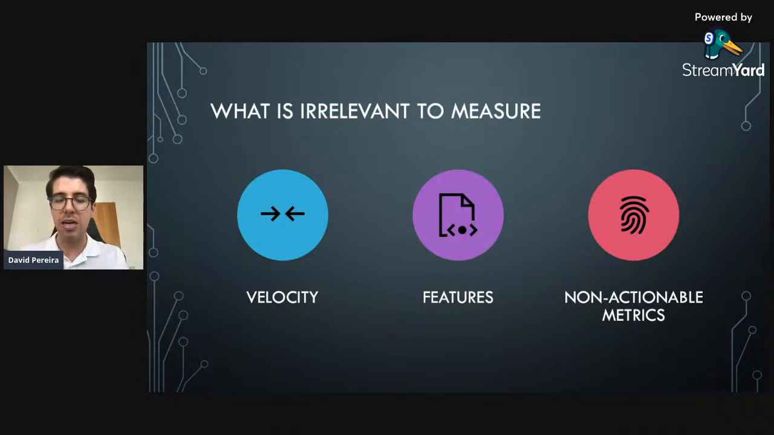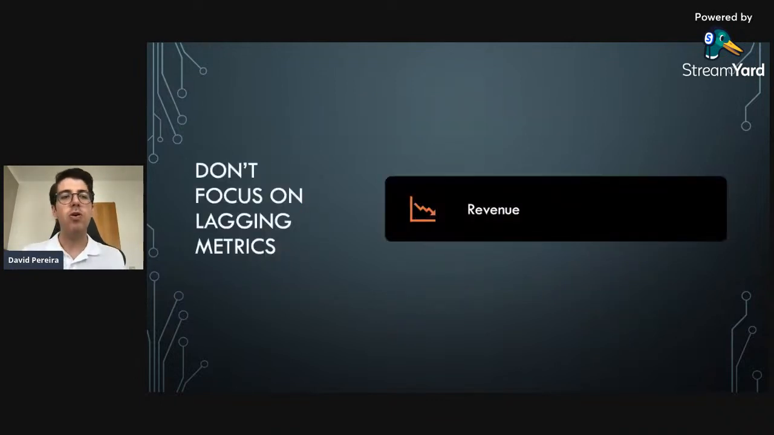But what are the challenges? We focus on lagging metrics. For example, we look at the revenue. Well, it's important looking at the revenue, but what can you do once you understand your revenue is down?